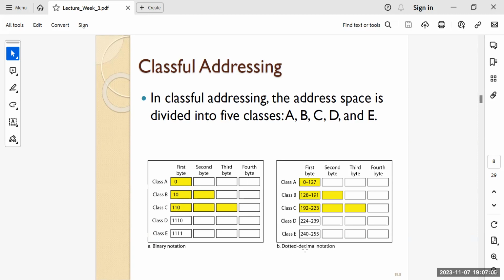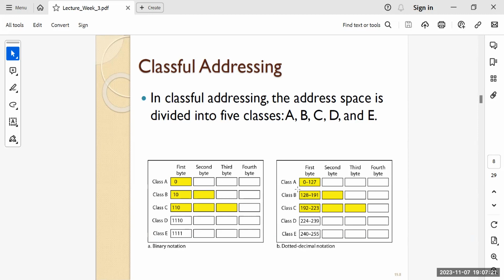And if we shift to the corresponding dotted decimal notation, we see that in class A, the first byte is usually represented by numbers between 0 and 127. So these things will be clear to you shortly, inshallah.